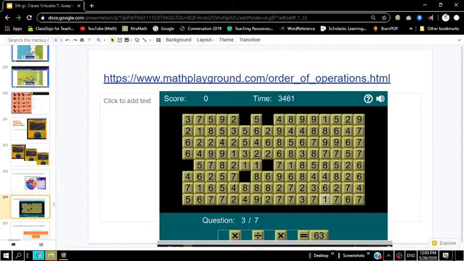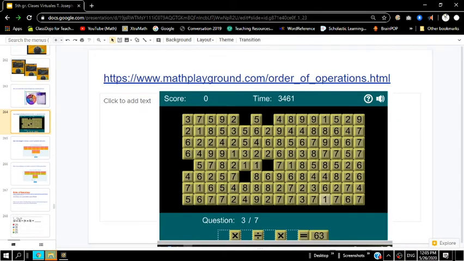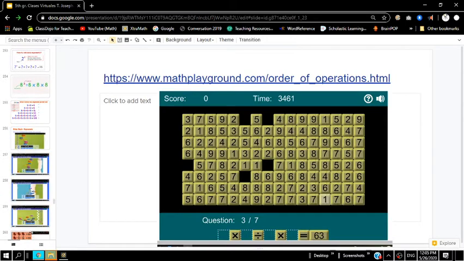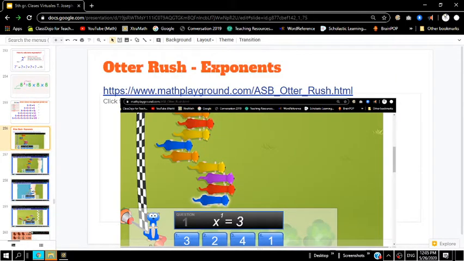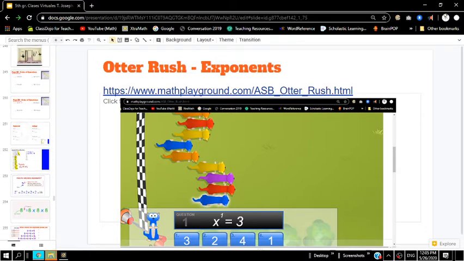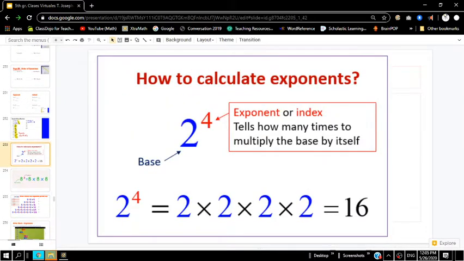We've also looked at other different types of games. If you have any problems with these types of things, you can ask Mr. Joseph. We've also looked at a concept called exponents.